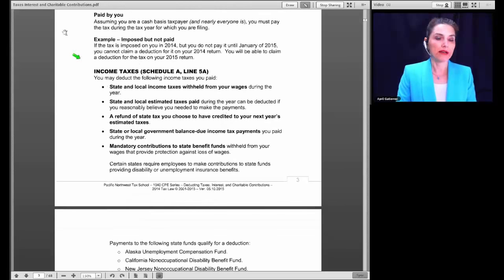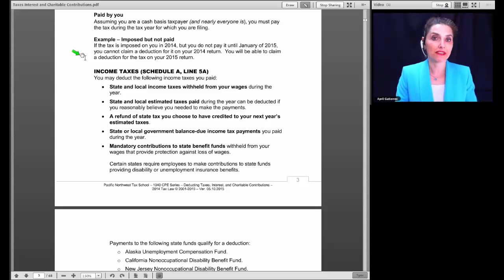And here is an example where we have a tax that was imposed but not paid. If the tax is imposed on you in 2014, but you do not pay it until January of 2015, you cannot claim a deduction for it on your 2014 return. You will be able to claim a deduction for it on your 2015 return.